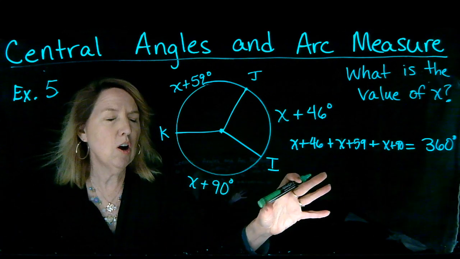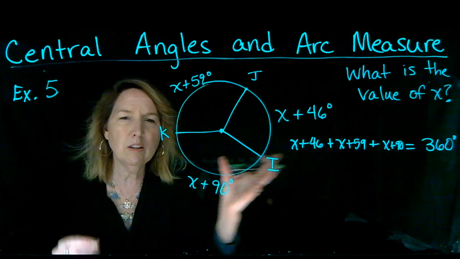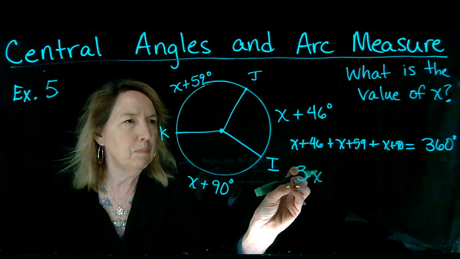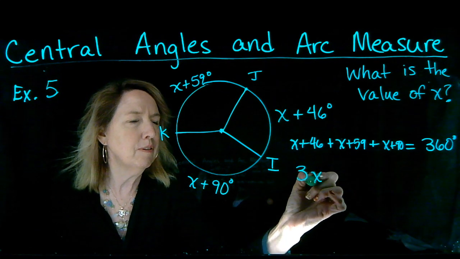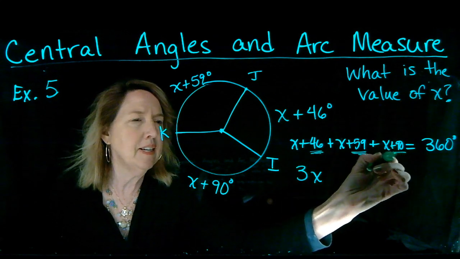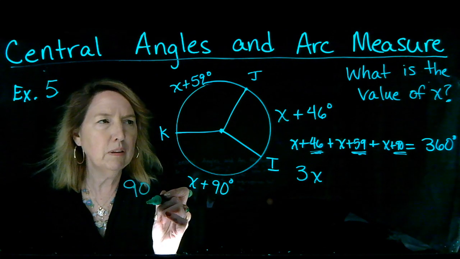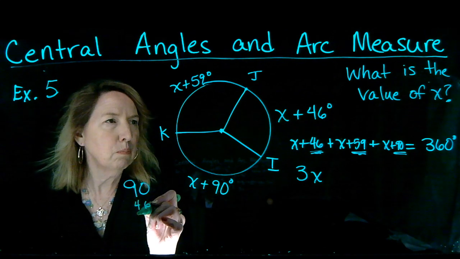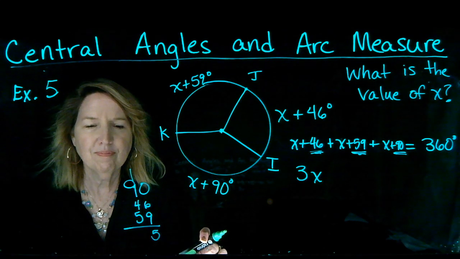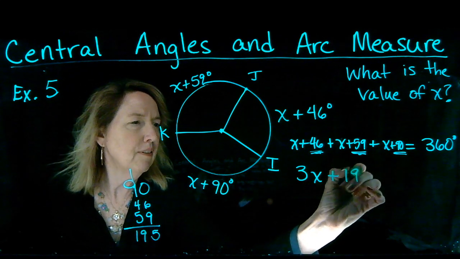It looks really long and complicated, but it's not that bad. Look, we have an x, and there's another one and another one. Let's put those together. We have 3 of them. So I'm just going to simplify those. I'm going to put them together. 1, 2, 3, 3 of them. And then I've got 46, 59, and 90. They're all positive numbers. So I'm just going to add those together. What would that be? 90 plus 46 plus 59. Putting those all together, we get 195. Positive 195.